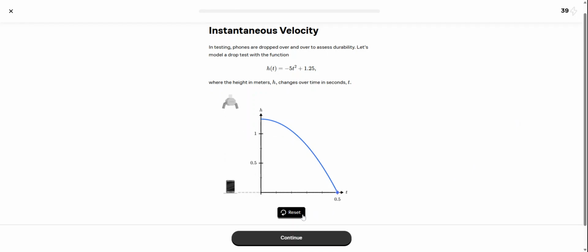So I click reset and play. Height is positive while it falls to 0 as time progresses from 0 to a particular time here. I'll play again. This is kind of a parabolic equation, and I'll click continue here to find out more.